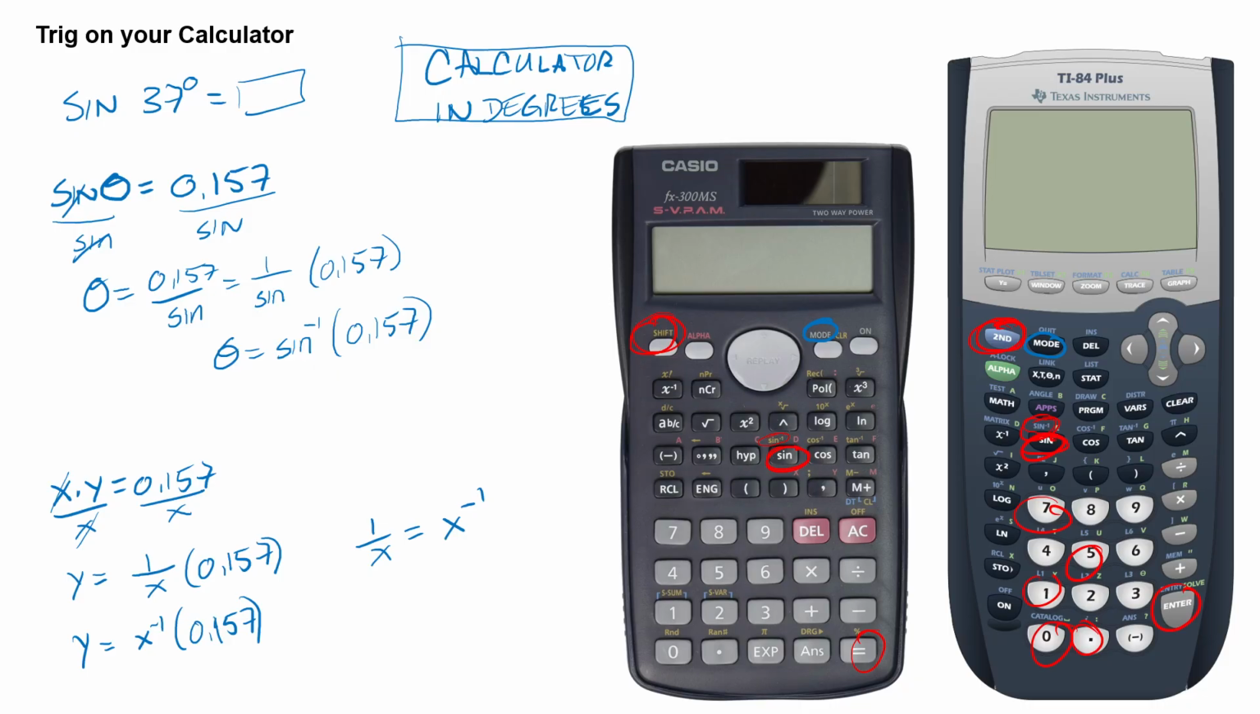So that's how you do these trig functions on your calculator. I've also got an inverse cosine and an inverse tangent. So if you're ever trying to solve for the angle, it's a simple method of doing the shift sine, shift cosine, shift tangent. So that's how you use your calculator to do trigonometry.